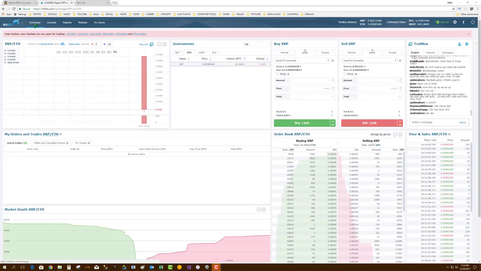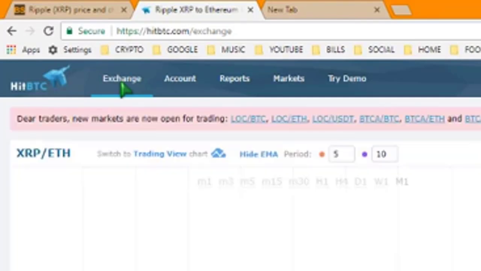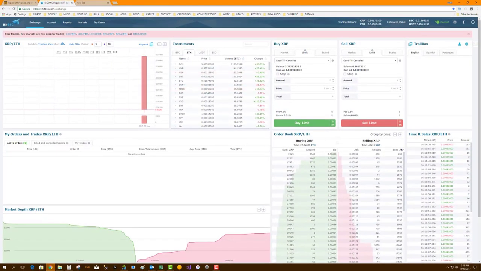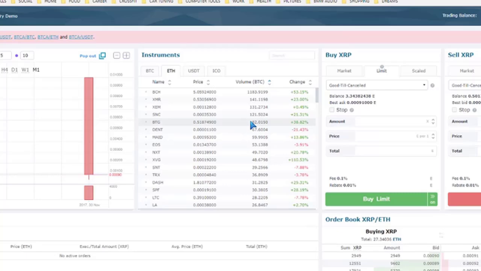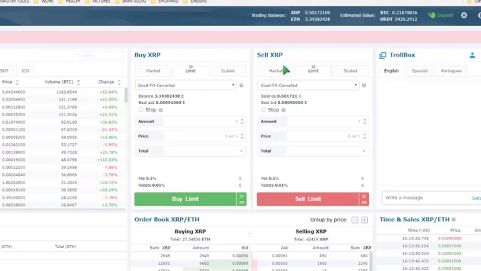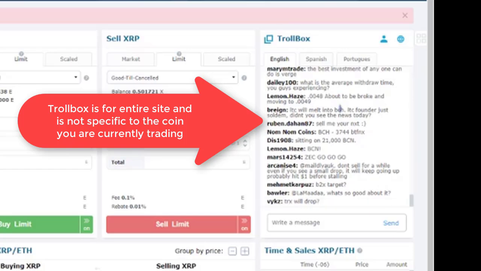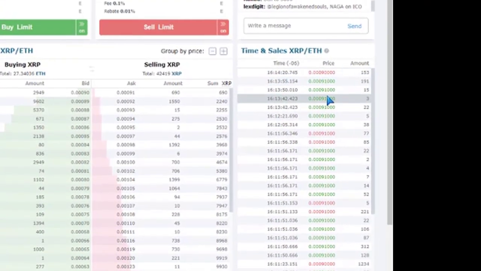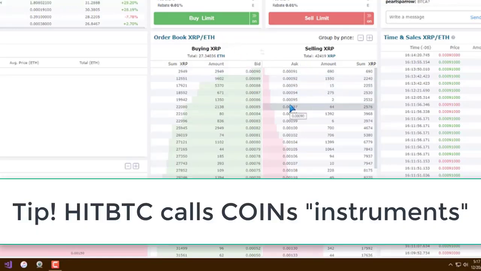You get up here in HITbtc after you log in to the exchange, and this is your main view. Your main view consists of this chart area, instruments, which are your cryptocurrency coins, your buy box, sell box, troll box, where you see a lot of spam and people saying buy this, buy that, times of last sale, and then whatever current coin, also known as instrument on the system, is selling and buying.